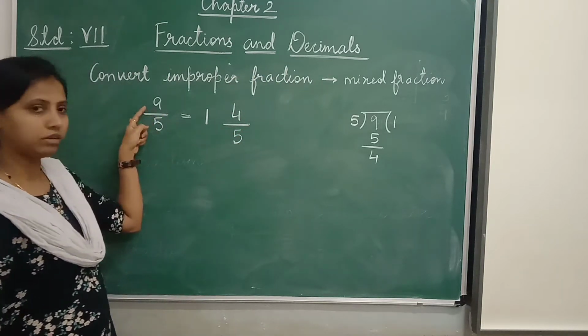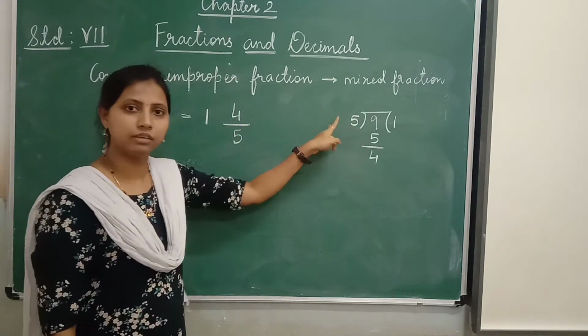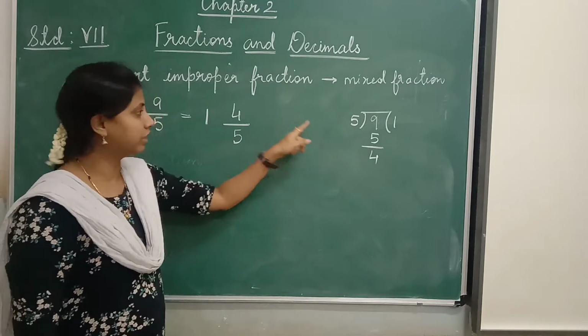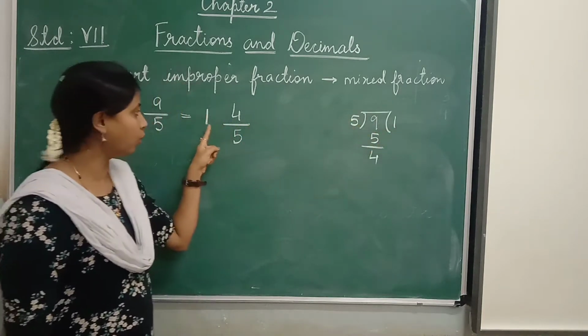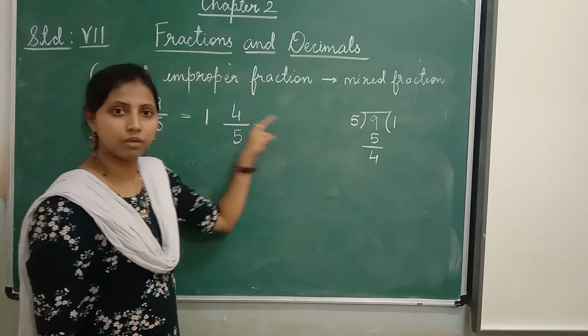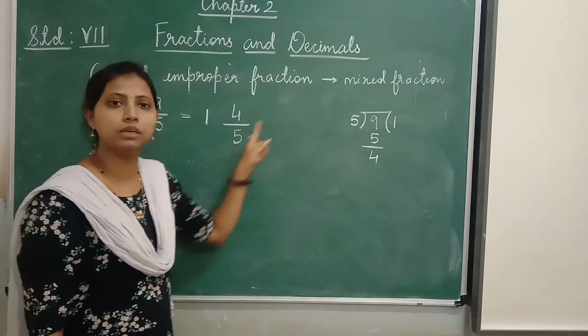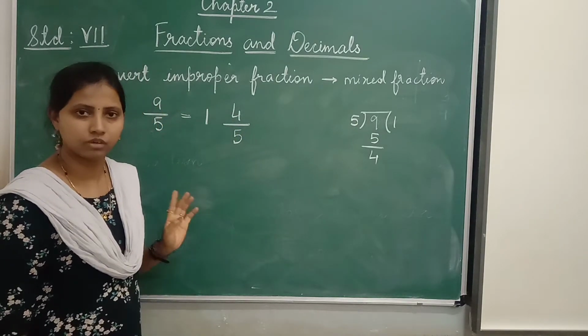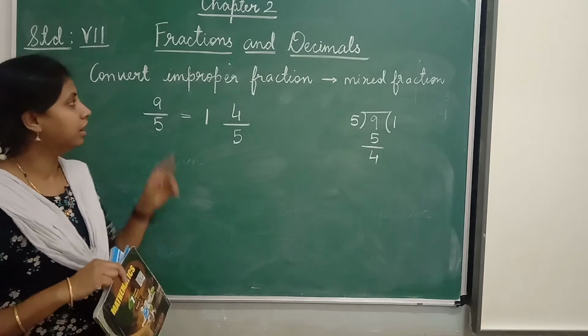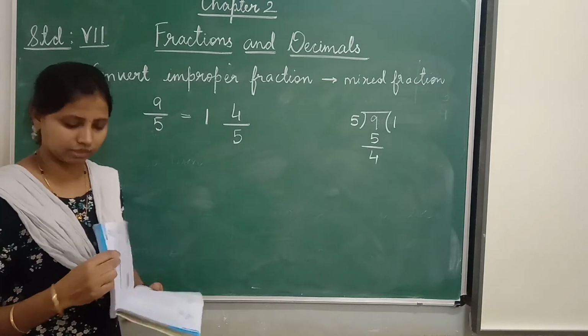The numerator must be divided by the denominator. Then the quotient becomes the whole number, the remainder becomes the numerator and the divisor becomes the denominator. Okay children, this is how to convert an improper fraction into a mixed fraction.